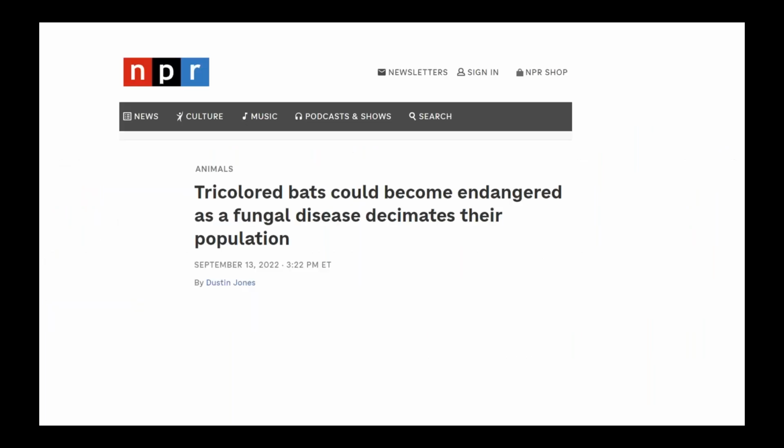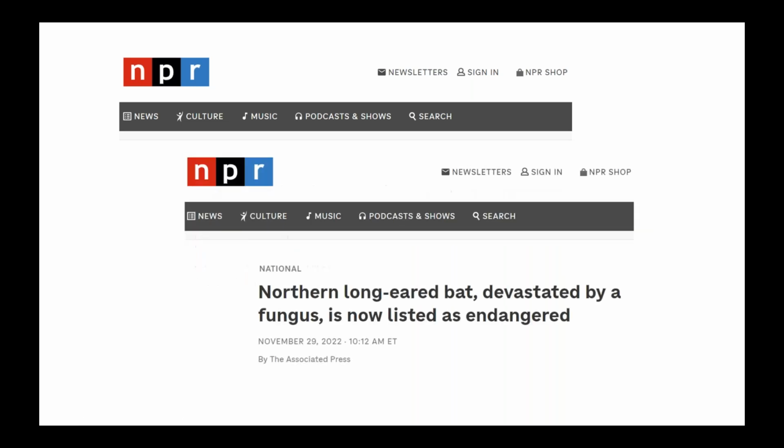So it's not surprising that over the last couple of years, you may have seen headlines like this. Pardon the bias by my preferred news source, but it is what it is. You've probably seen headlines such as tricolored bats could become endangered, and they have been proposed to be endangered by the U.S. Fish and Wildlife Service due to the effects of this fungal disease.